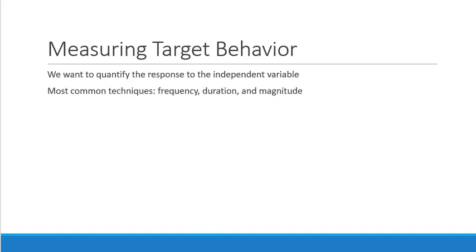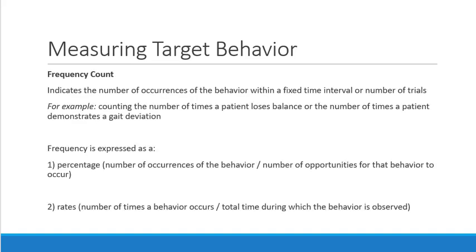Now, when measuring the target behavior, we want to quantify the response to the independent variable. The most common techniques look at frequency, duration, and magnitude. Frequency count indicates the number of occurrences of the behavior within a fixed time interval or number of trials. For example, counting the number of times a patient loses balance or the number of times a patient demonstrates a gait deviation. Frequency is expressed as a percentage or rates.